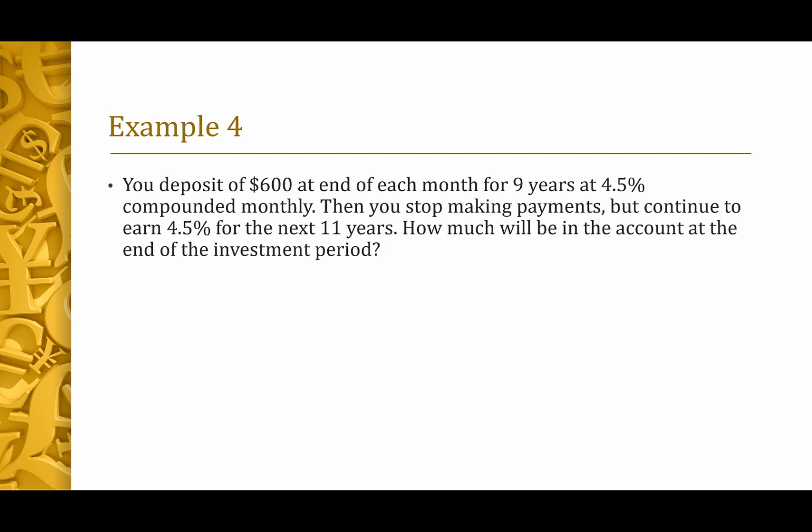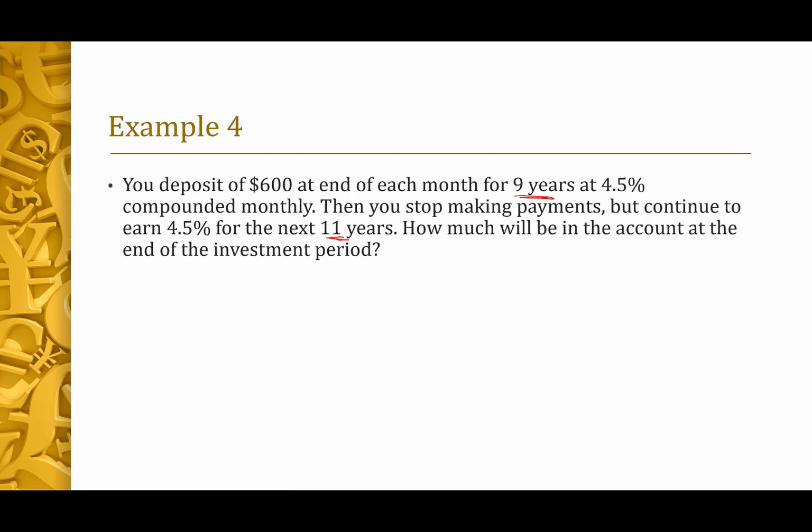Example 4. You deposit $600 at the end of each month for 9 years at 4.5% compounded monthly. Then you stop making payments, but you continue to earn the 4.5% for the next 11 years. How much money will be in the account at the end of the investment period? So we have two things that we need to do here. First, we need to figure out what happens for those 9 years at 4.5%. Then we can deal with what happens the 11 years after. So I want you to think of this as a two-part problem. There is not a formula that does this all at once.